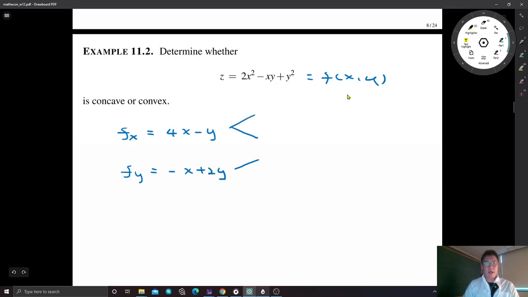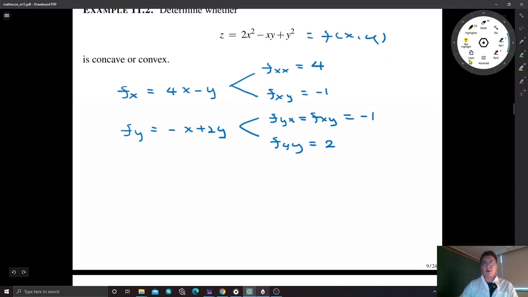From each, I can compute the second order partial derivatives. f sub yx is going to be equal to f sub xy by Young's theorem, so we don't have to compute this. And finally, f sub yy. So f sub xx is 4, f sub xy is negative 1, f sub yx is also negative 1, and f sub yy becomes 2. So the Hessian matrix is 4, negative 1, and negative 1, 2.